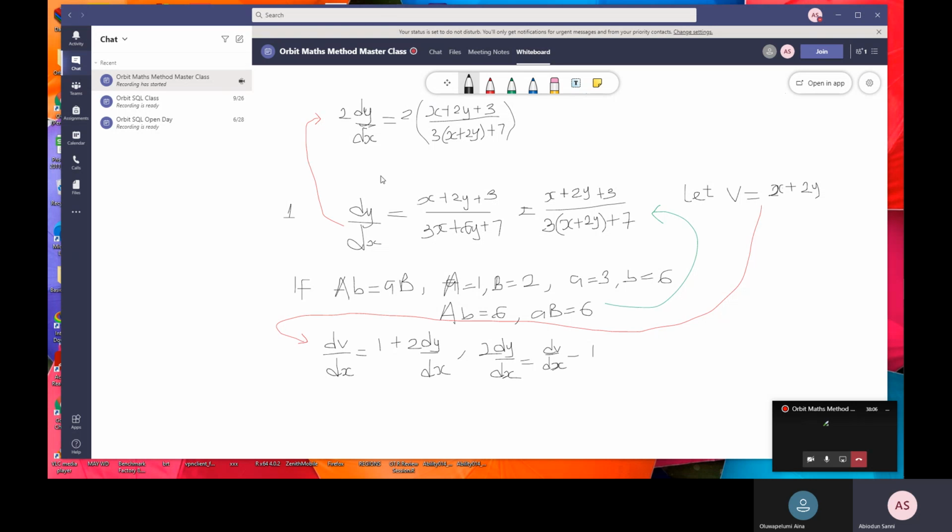So from here, can I make my substitution? What's 2 dy/dx? It's dv/dx minus 1. So dv/dx minus 1 is now equal to 2 times (v + 3), because x + 2y is v already, all over 3v plus 7.